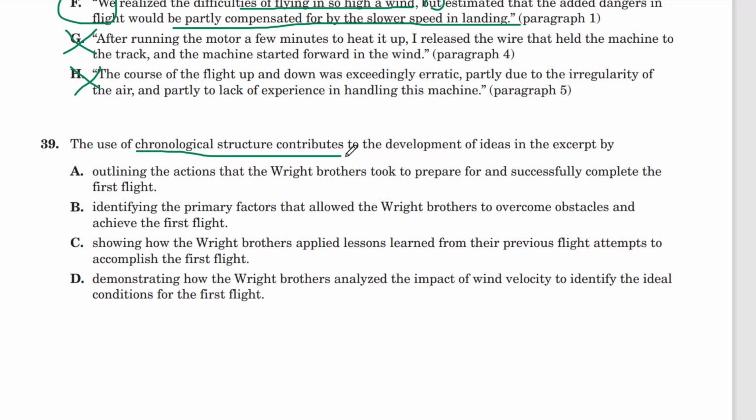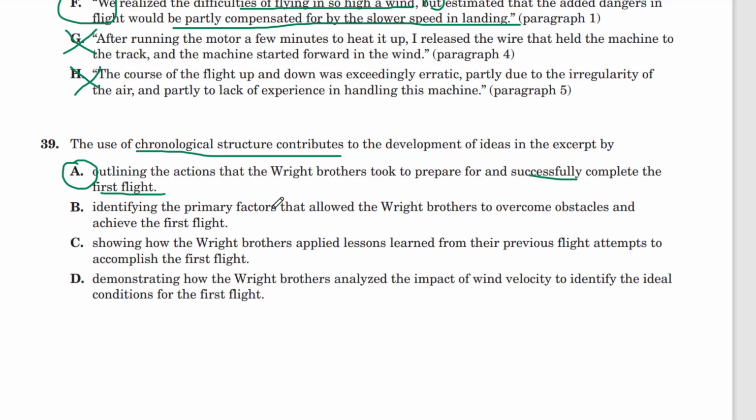Let's see what answer choices match. A, outlining the actions that the Wright brothers took to prepare for and successfully complete the first flight. That is essentially what the chronology did. A looks like the right answer. It shows a progression of ideas, and it picks up on the development to that big climax, the successful first flight. I think that's going to be the right answer.